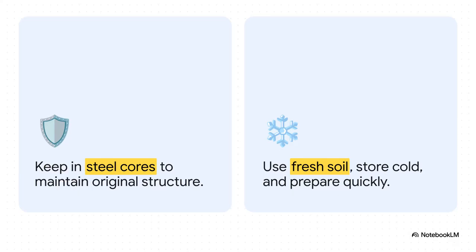But notice the massive difference here when we pivot to specialized samples. While those undisturbed samples just need to be kept safe in their steel cores or thick plastic bags to maintain their structure, biological test samples are a completely different animal. For biological tests, you must use fresh soil, you've got to store it at cold temperatures, and you have to prep it incredibly quickly for laboratory incubation. Why? Because you have to stop microbial activity from mineralizing the soil organic matter. Freezing that biological clock is literally the only way you're going to get accurate nitrogen measurements.